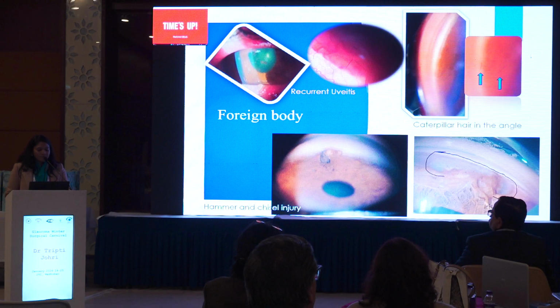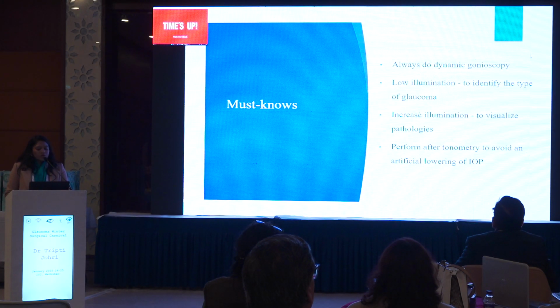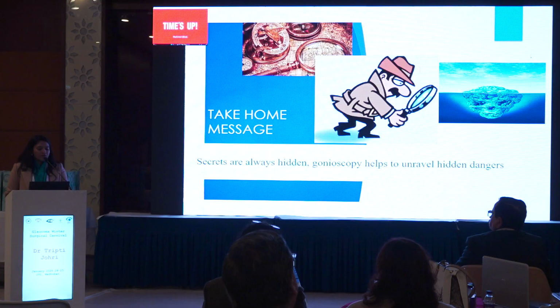So there are common errors which we must avoid: putting excess pressure, which can be identified by appearance of Descemet's folds, doing it under excess illumination, which can cause pupillary constriction, and doing it under the effect of mydriatics. To conclude, always do dynamic gonioscopy under low illumination first to identify the type of glaucoma, then increase the illumination to visualize pathologies, and perform it after tonometry to avoid artificial lowering of IOP.